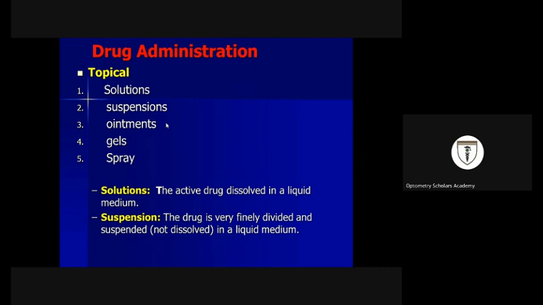So solutions are usually active drugs dissolved in a liquid medium. So the drug substance is dissolved in a liquid medium. For suspension, the drug is not dissolved in the liquid medium, but it is finely divided in that medium. So that is why in suspensions, after applying it on the eye, you can feel some form of sandy sensation because the substance is not dissolved into that liquid medium. So this is the difference between a solution and a suspension.